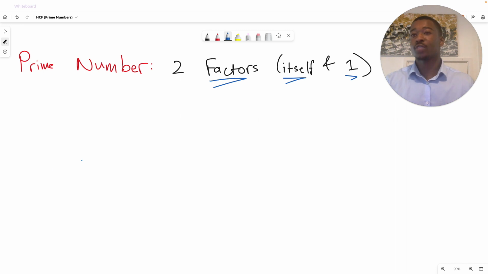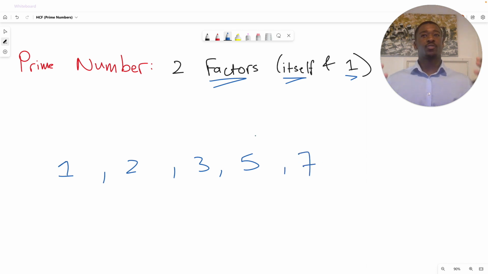So, first 5 prime numbers. Let's say 1, 2, 3, 5, and 7. Are these the first 5 prime numbers based on our definition? Now the answer is no. The mistake here is 1. 1 is not a prime number.